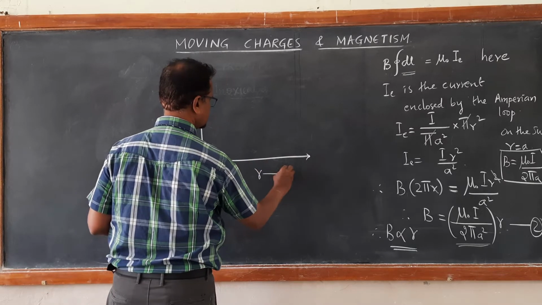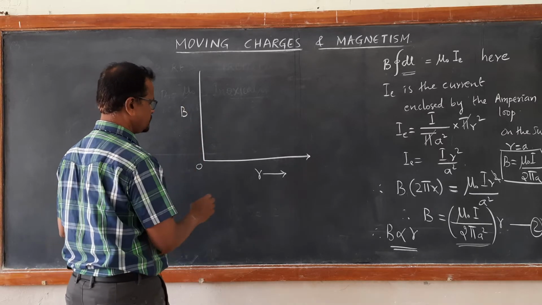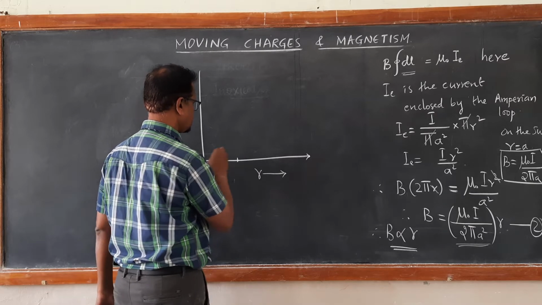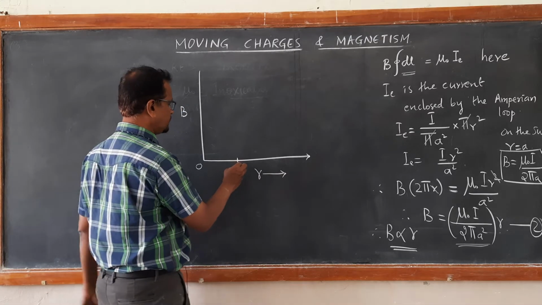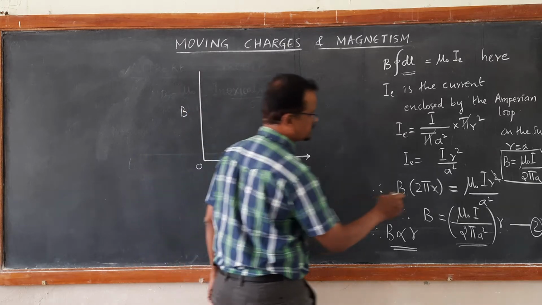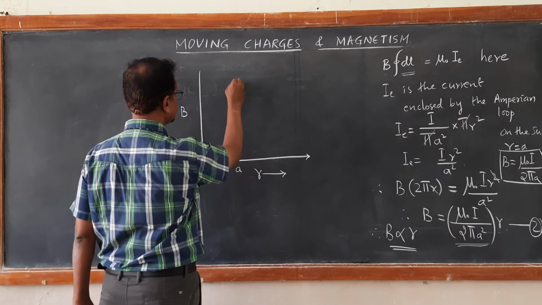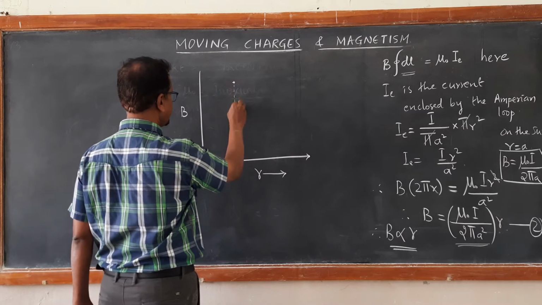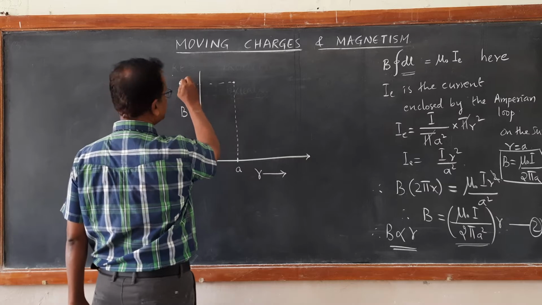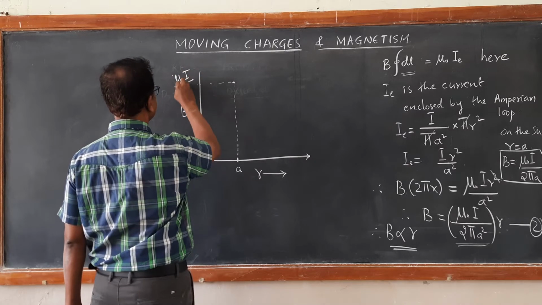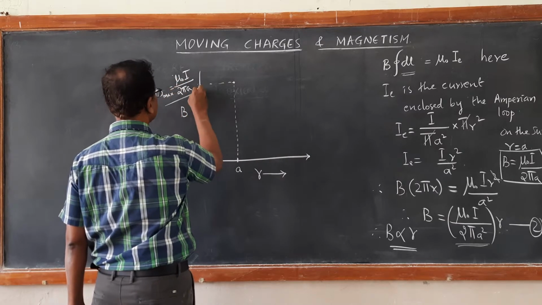Yes, this is distance r, this is 0, and this is magnetic field, right. When r is less than A, let us take this distance as A, the radius of the wire. When r is equal to A, we got the third equation. So, I will show this as the maximum value of magnetic field. So, that is mu naught I upon 2 pi A, that is B max, right.